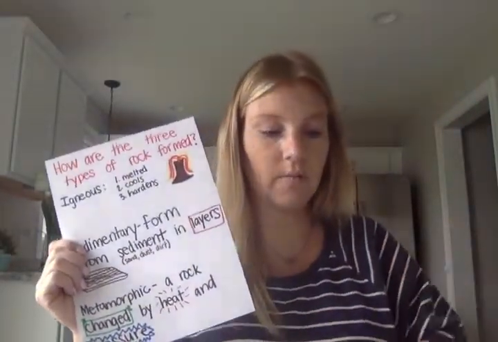Okay? So we've gone over the big question. We've gone over the 3 types of rock. Let's quickly go over vocabulary. There are 8 words, okay?